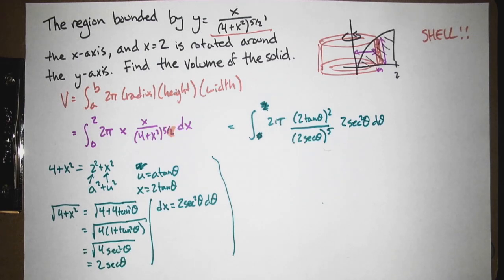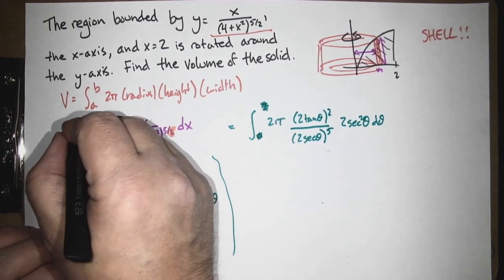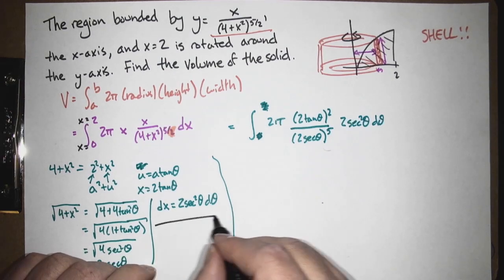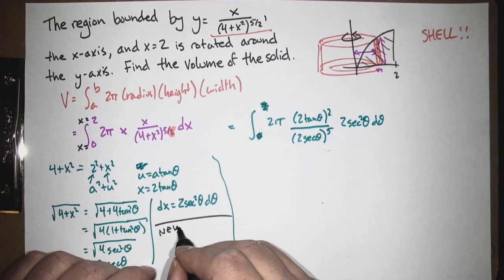All right, I did the bounds wrong. The bounds are not 0 to 2 because the 0 to 2 are x bounds. x equals 0 to x equals 2. We got to update it to theta bounds. So we plug in to get our new bounds. New bounds. We'll do it down here.